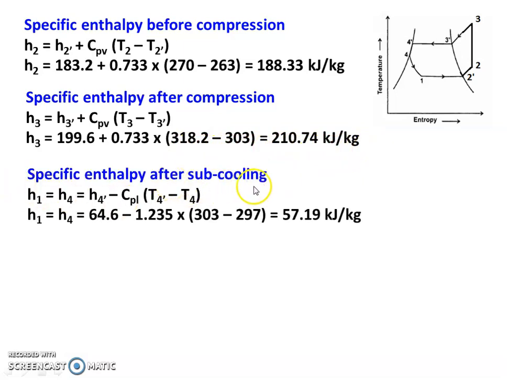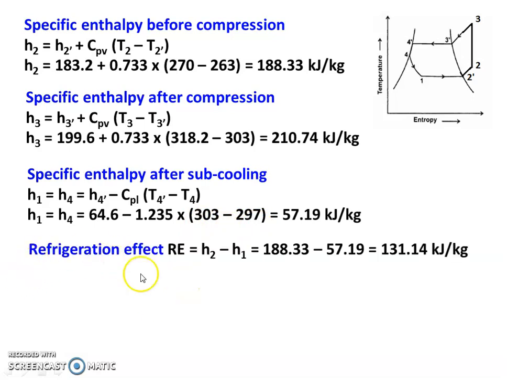Specific enthalpy after subcooling, H4. H1 equal to H4 equal to H4 dash minus CPL into T4 dash minus T4. Substituting numerical values, 64.6 minus 1.235 into 303 minus 297 equal to 57.19 kilojoules per kilogram. So the refrigeration effect, H2 minus H1 equal to 188.33 minus 57.19 equal to 131.14 kilojoules per kilogram.